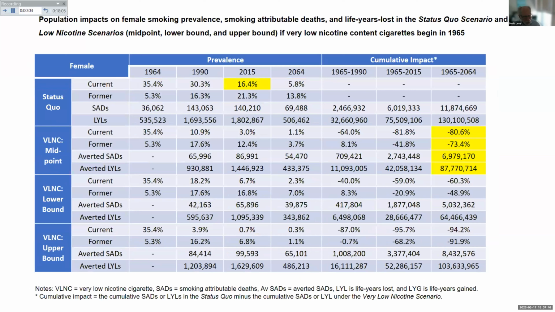I'm not going to run through the whole analysis for females, but you get similar kinds of analysis. The smoking rates are substantially lower, both beginning in 1964 and at 16% compared to 20% in 2015. But you still see similar magnitude in relative terms, although smaller in terms of absolute numbers because of the lower levels of smoking.